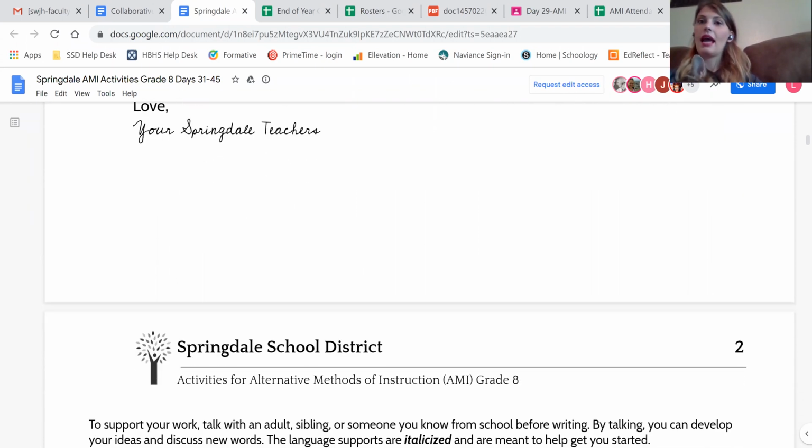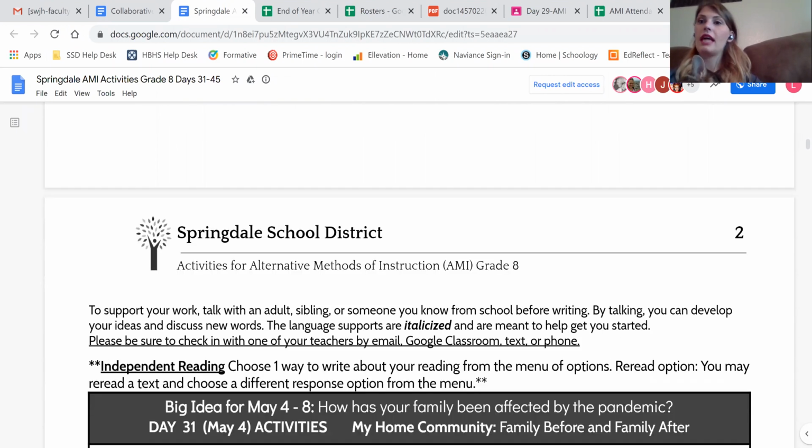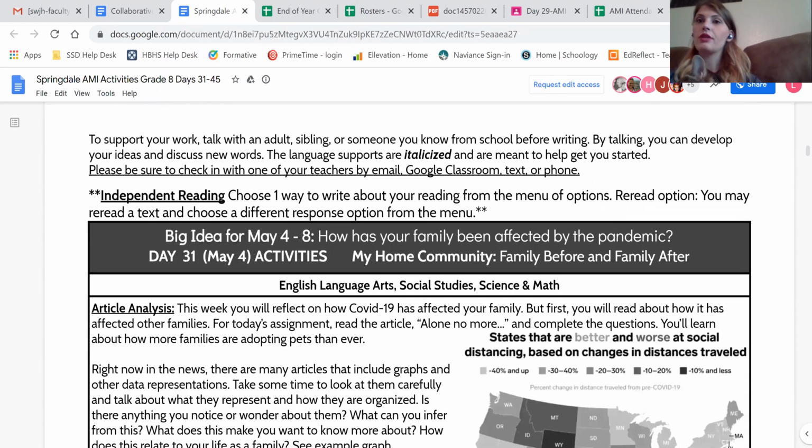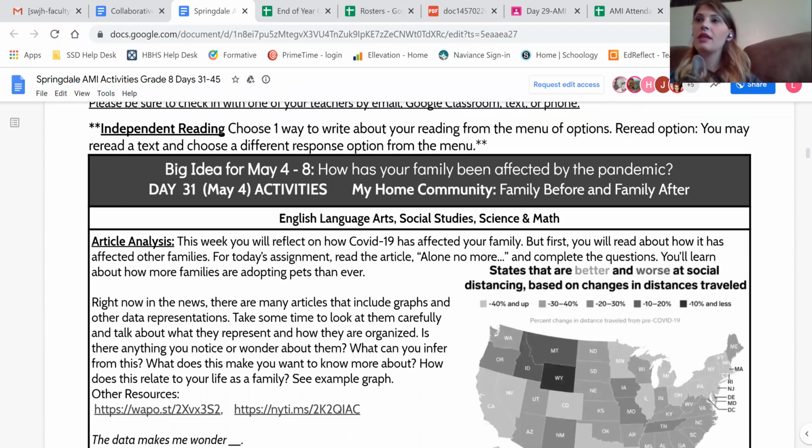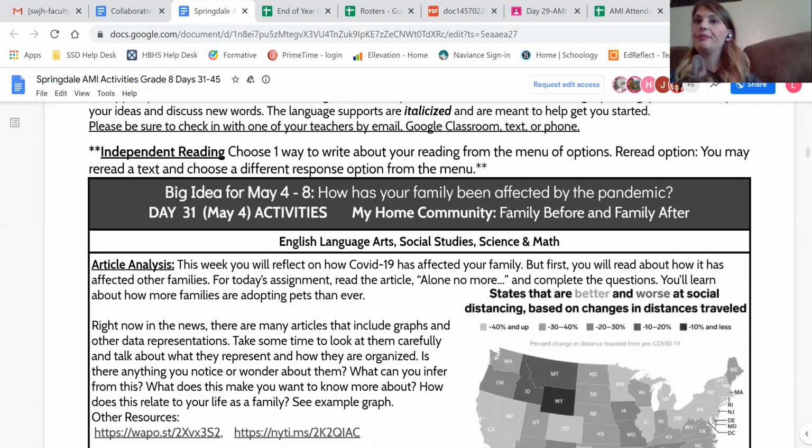And the first one that you're going to contribute to your final project is right here. The big idea for today is, how has your family been affected by the pandemic?